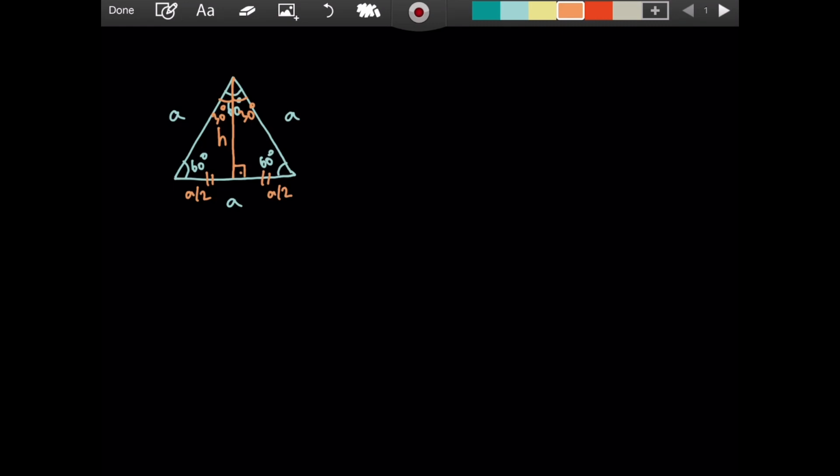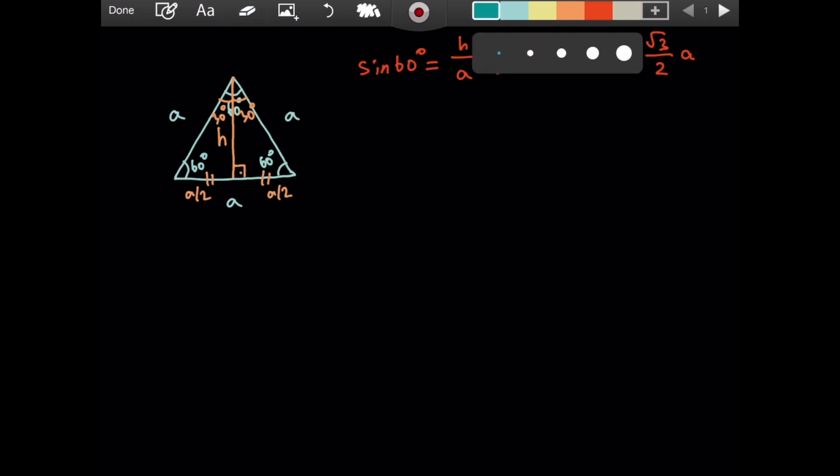And so now I want to focus on this little triangle. We have 2 of them. This one, okay? By focusing on that, I can see that sine of 60 degrees is equal to h over a, right? Opposite over the hypotenuse. So h is equal to a times sine of 60 degrees. What is sine of 60 degrees? It is the square root of 3 over 2, and then you have the a. And we're basically done with our derivation.